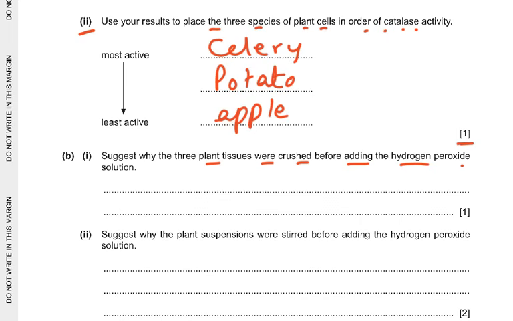So suggest why the three plant tissues were crushed before adding: to break open the cells, or you can say to release the enzyme or release catalase.